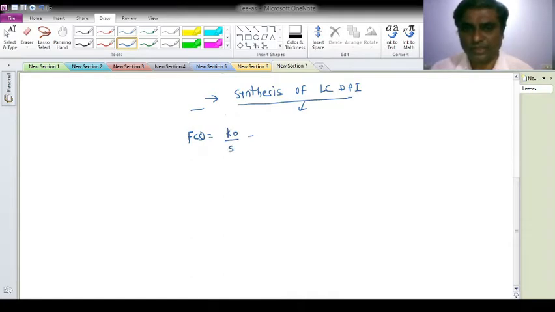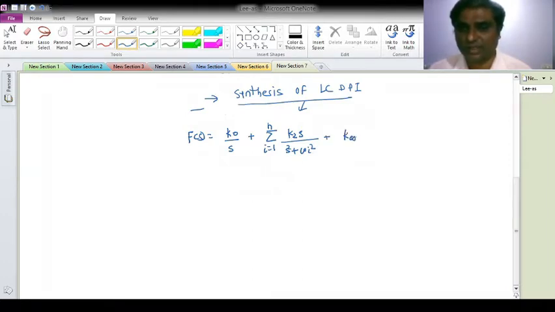Then there will be the simple poles which lie on the j omega axis. Suppose I have n poles lying on the j omega axis, so I can write it as k2 s over s square plus omega i square. These are the various poles which may lie on the imaginary axis. Then next will be the pole which lies at infinity.